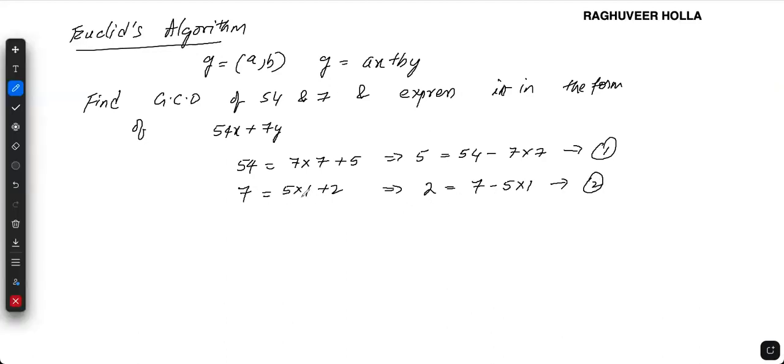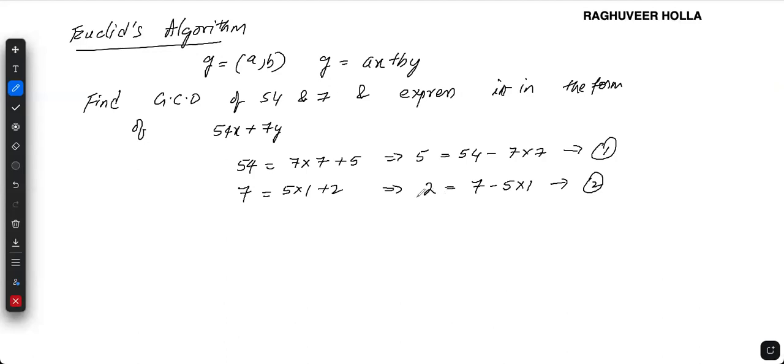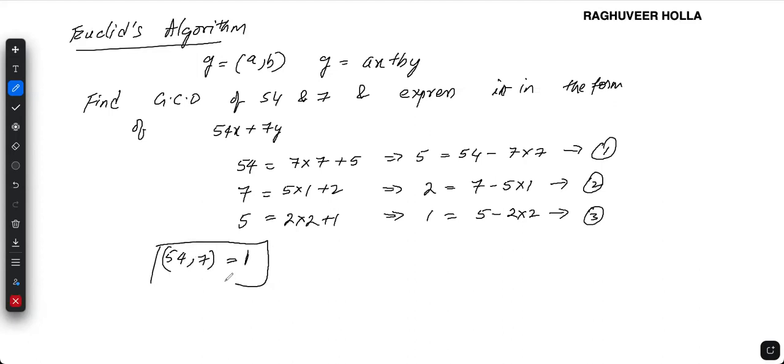As you can see here, 5 is greater than 2, right? So we can write 5 as 2 multiplied by 2 plus 1. So this will be 1 is equal to 5 minus 2 multiplied by 2. Let us keep this as equation 3. As you can see here, 1 is the last non-zero remainder. So the GCD is 1. That is, GCD of 54 comma 7 is 1. We have done the first part.